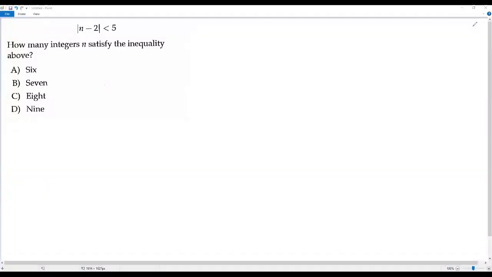Here we have a SAT math question. So there is an absolute value inequality. The absolute value of n minus 2 is less than 5. How many integers n satisfy the inequality above?